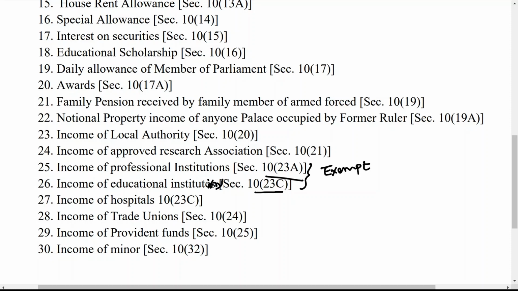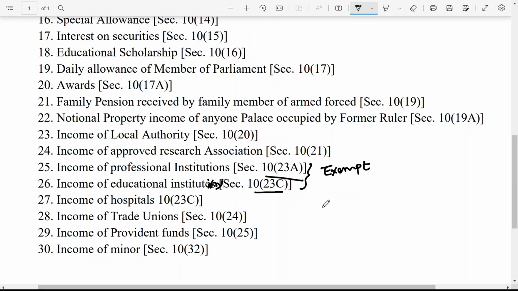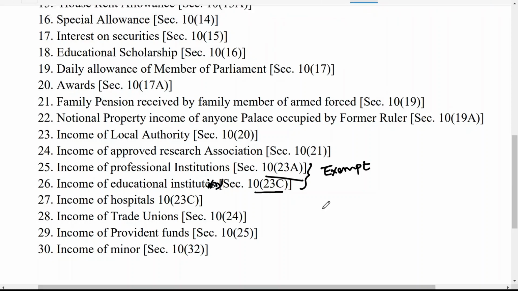Just remember the names: income of a hospital, income of a trade union. These are the points you have to keep in mind, but all incomes are not exempt. They have to satisfy certain criteria, then only it is exempt from tax, otherwise it is not exempt. Income of provident fund, section 10 subsection 25. Income of a minor, section 10 subsection 32: income up to 1500 of a minor is exempt from tax, and the remaining amount is taxable.